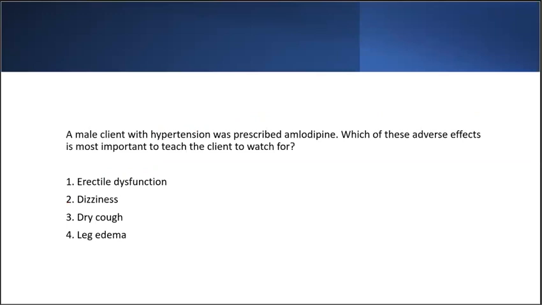A male client with hypertension was prescribed amlodipine. Which of these adverse effects is most important to teach the client to watch for? Okay, so again, he has been prescribed amlodipine. Those are our pins, and we said these are calcium channel blockers. We use them to treat hypertension and chronic stable angina. We said one common adverse effect of this medication would include dizziness, so I'm already looking out for dizziness. We also said you would see flushing, headaches, peripheral edema, and even constipation.